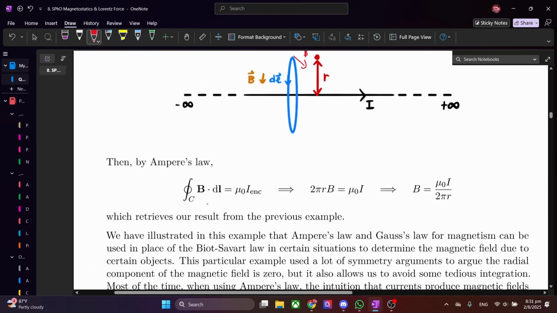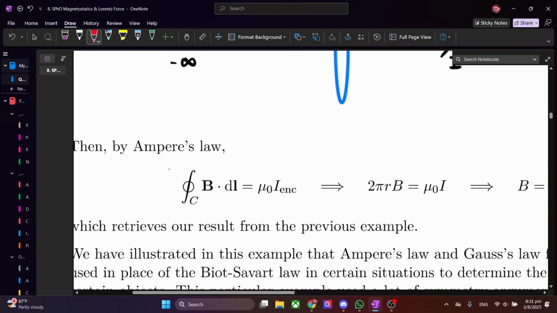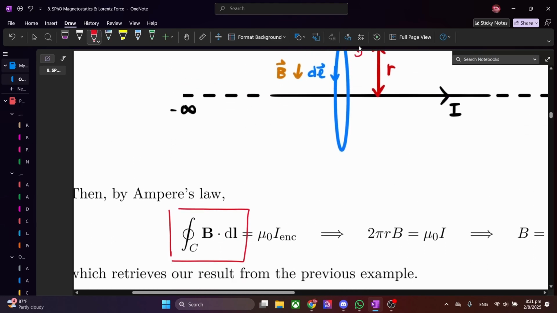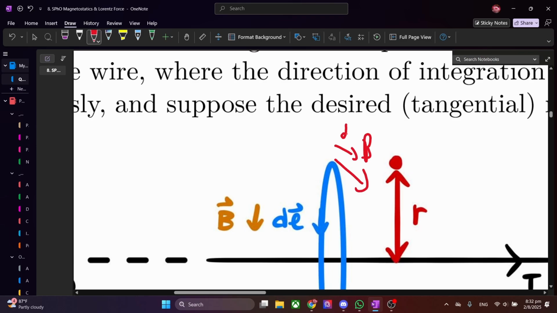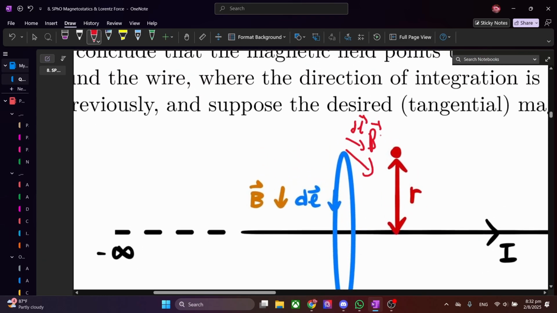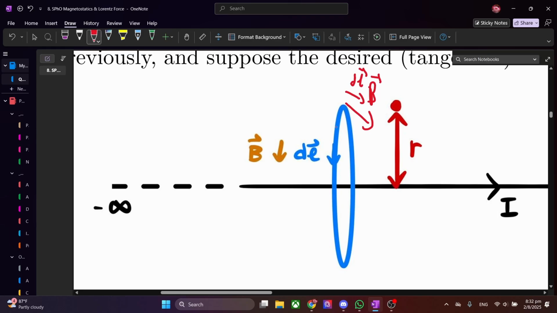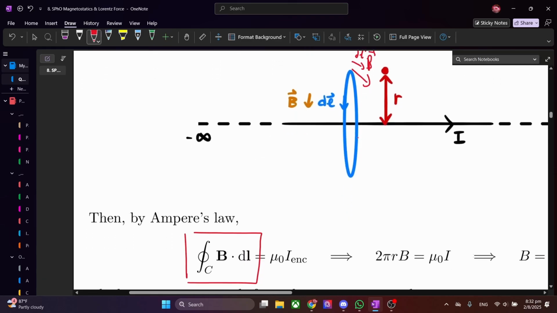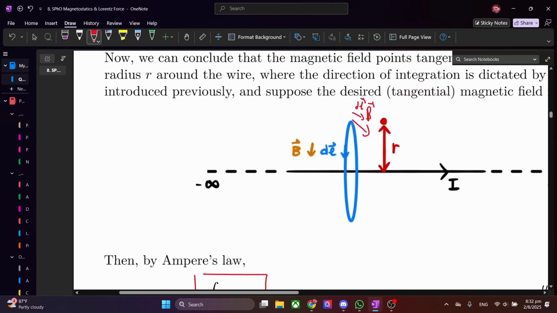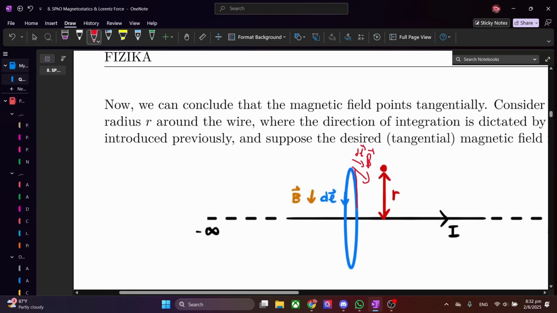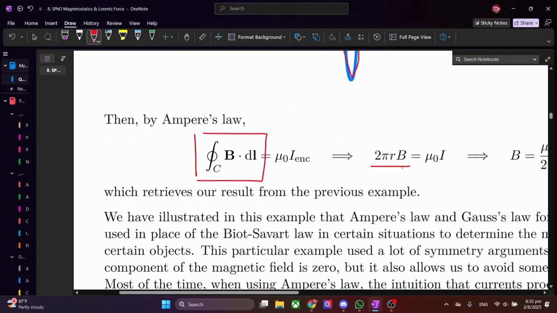Then we use Ampere's law this time. Using Ampere's law, we're going to integrate the magnetic field over the length. You can realize that these two vectors point in the same direction now, and your B has the same magnitude overall. So this integral is just going to be 2 pi r B, because the 2 pi r comes from the fact that that's just the length of this entire loop, and your B is just B.